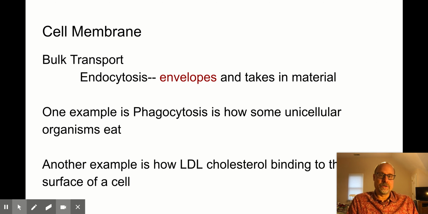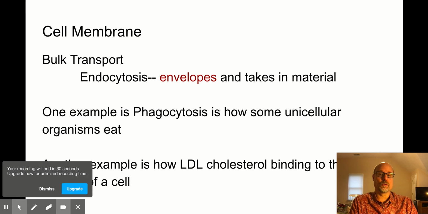Another way that we deal with that is that endocytosis, when it's bringing in something solid, some kind of solid food, is called phagocytosis, from the Greek word that has to do with food. If it's bringing in a liquid, it's called pinocytosis, from the Greek word for drink. So the cell is literally eating and drinking through endocytosis.